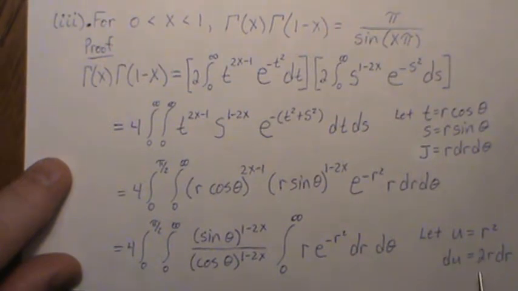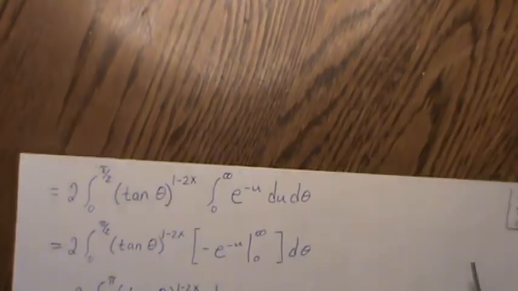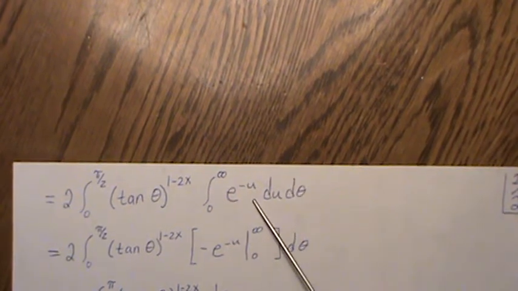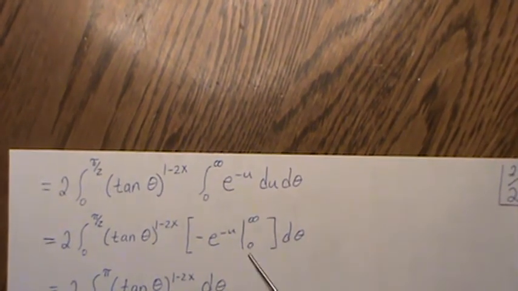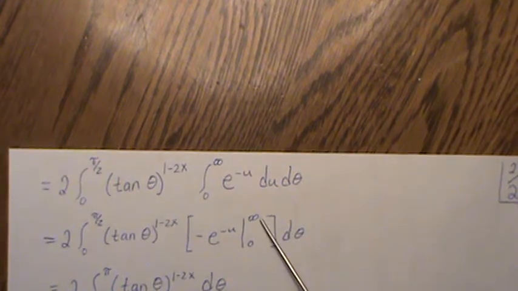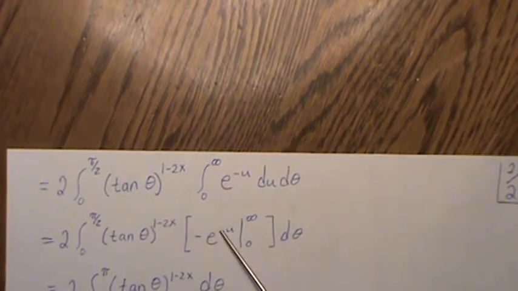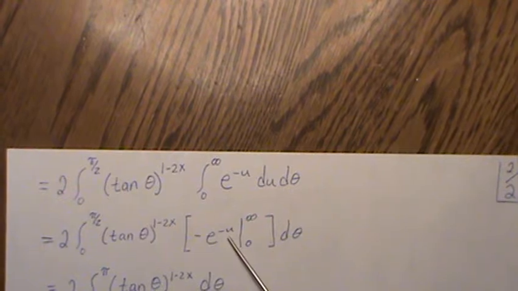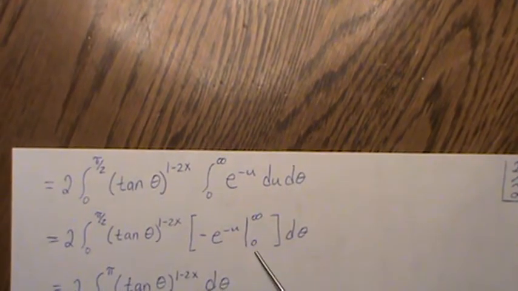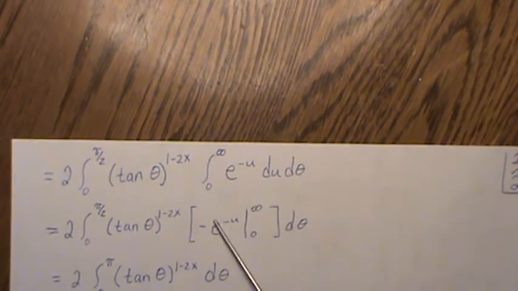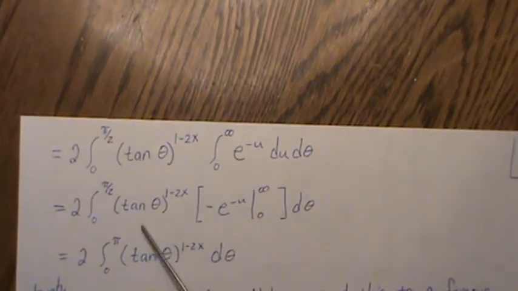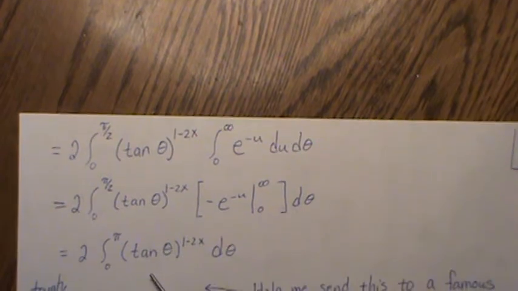Now let's set u equal r squared, so du is 2r dr. Substitute it in, and we get this right here. Now the integral of this is minus e to the minus u, and we're integrating from 0 to infinity. Plug in infinity, this goes to 0. Plug in 0, we get 1. But it's minus the minus, so that's 1, so it just goes away. Then we're left with this integral.